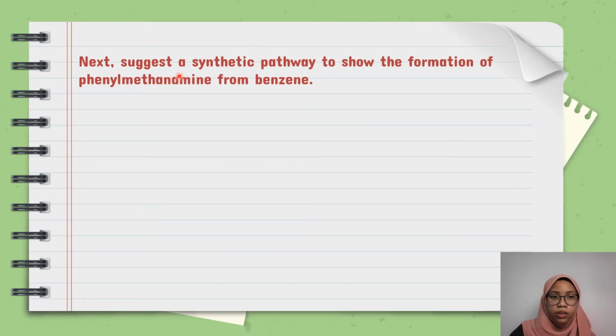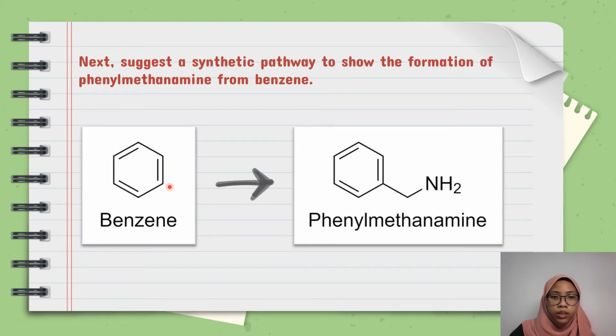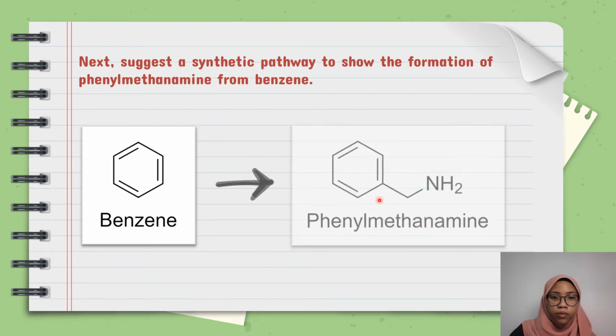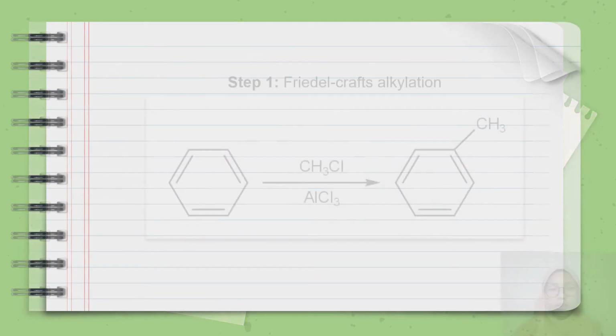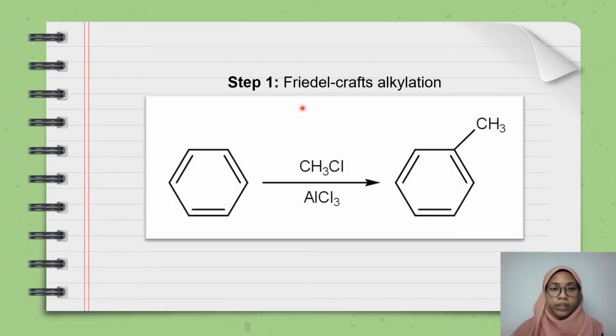Next, the question asks to suggest a synthetic pathway to show how benzene can form phenylmethanamine. Step 1. Friedel-Crafts alkylation. As you can see here, benzene will react with fluoromethane with the presence of aluminum chloride to form methylbenzene. The methyl group will substitute the hydrogen here to form methylbenzene.